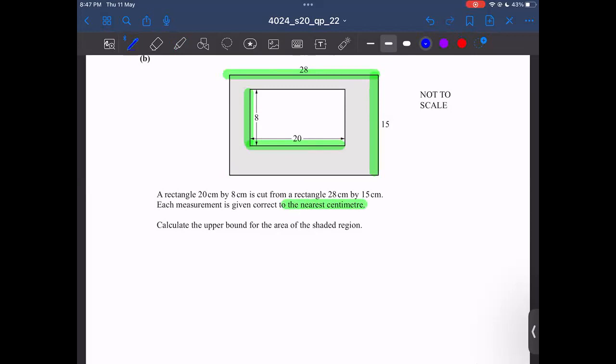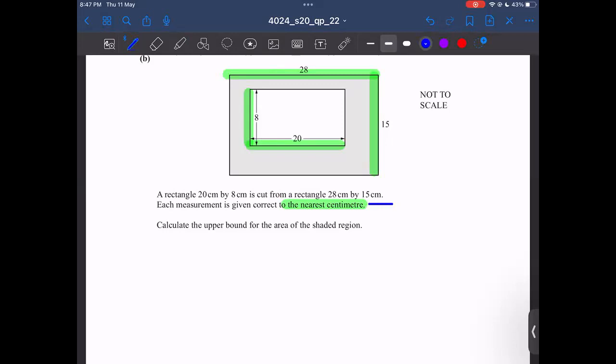Since they have already said calculate the upper bound, I just directly move on to calculate the upper bound or lower bound of these lengths and widths. Since it says each measurement is correct to the nearest centimeter, I'm going to write 1 centimeter divided by 2, it becomes 0.5 centimeter. So I've got the value 20 centimeters, I've got the value 8 centimeters. I'm going to add 0.5, so it becomes 20.5 upper bound.